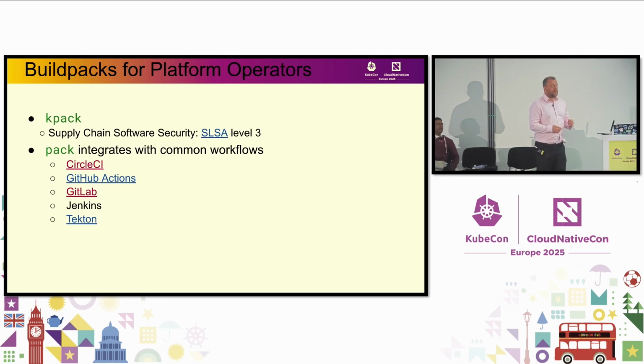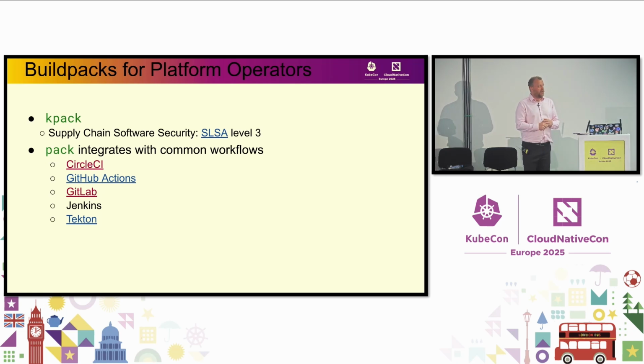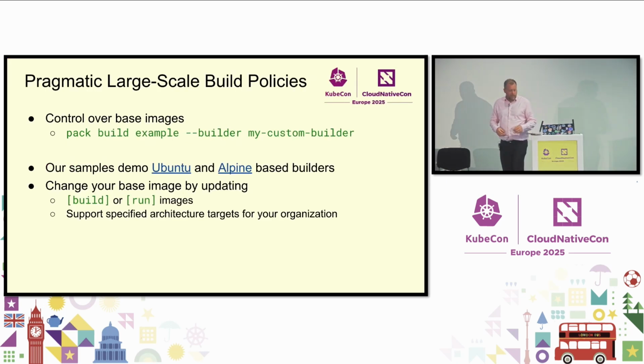And we've also got Tekton support as well. So if you're using Tekton as your build automation infrastructure, PAC will just drop in there and generate images for you. So it's cheap to try, given all the different workflows that we help support.